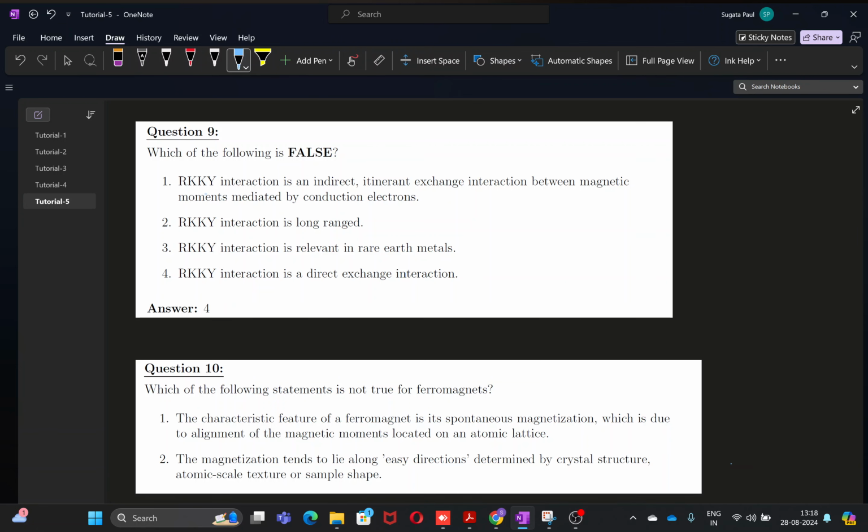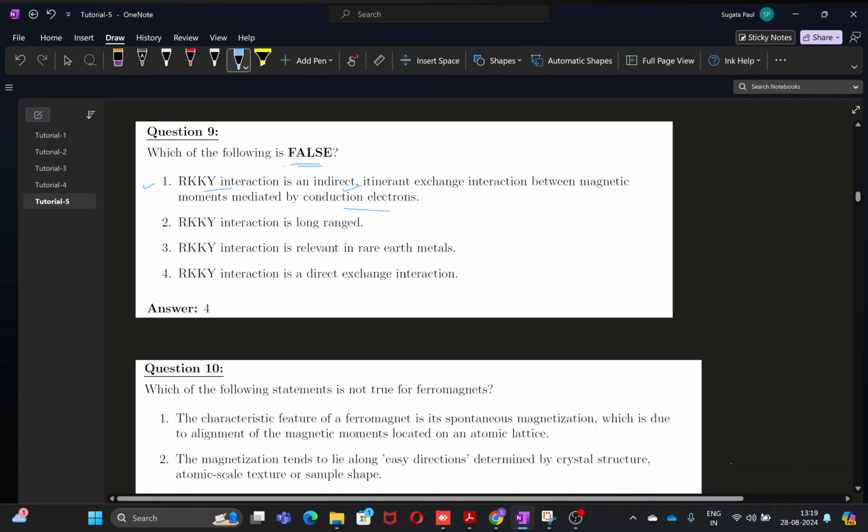So the RKKY interaction is given. RKKY interaction is an indirect itinerant exchange interaction between magnetic moments mediated by conduction electrons. As I had already discussed in a previous question, you know that RKKY is indeed an indirect interaction, and it happens between the nuclear magnetic moments via conduction electrons. So this is a true option, so this is not false.